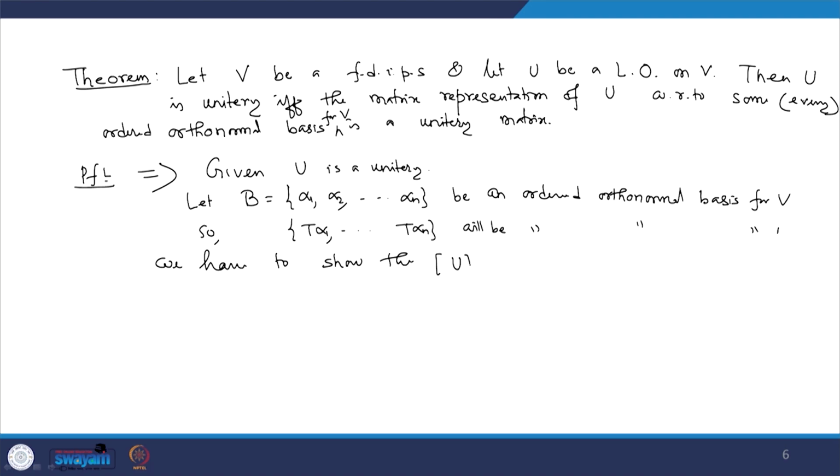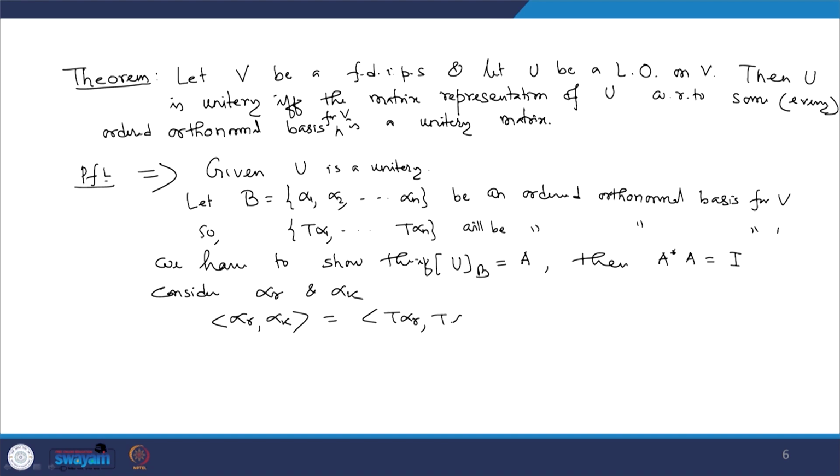I can write like this, U which is equal to some matrix A, where A will be an n cross n matrix. If this is equal to A, then A star A equal to identity. We have to prove this one, identity matrix. Okay, consider alpha r and alpha k. So, we have inner product of alpha r and alpha k must be equal to inner product of T alpha r and T alpha k. This is given conditions.